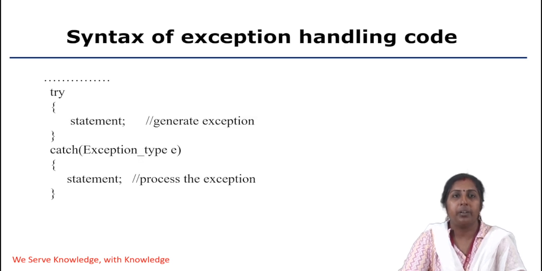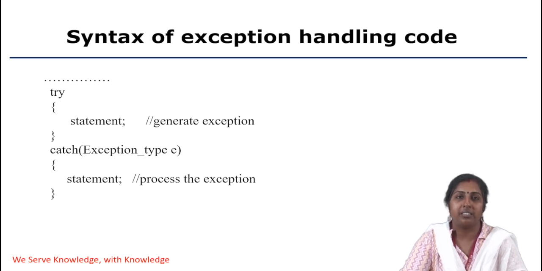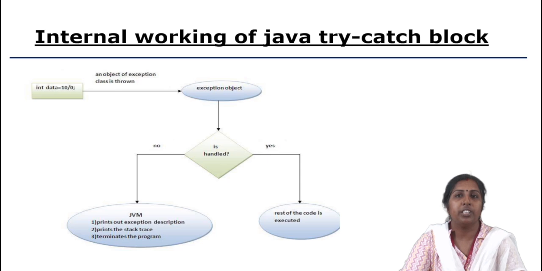This is the syntax of writing the exception handling code by the programmer. We write the keyword try followed by the statements which may generate an exception, which can be followed by a catch block. In that catch block, we give the parameter as the type of exception with its object e, and the statements which process the exception are written inside the catch block. This is the syntax of writing a try catch block. Either try can be followed by a catch block or try can be followed by a finally block. Here I am considering the example of the try catch block only. This is the working of the Java try catch block.